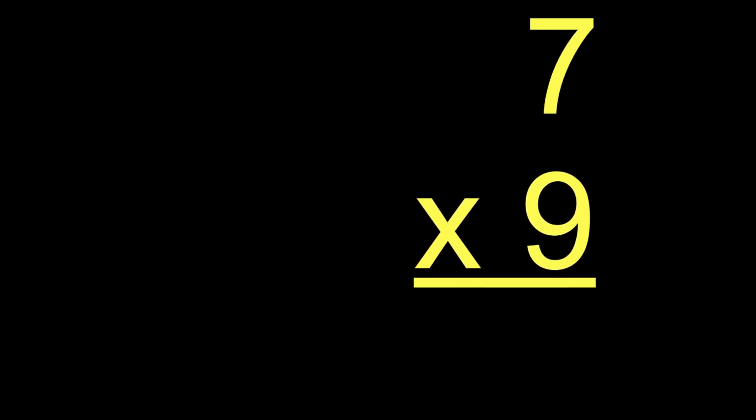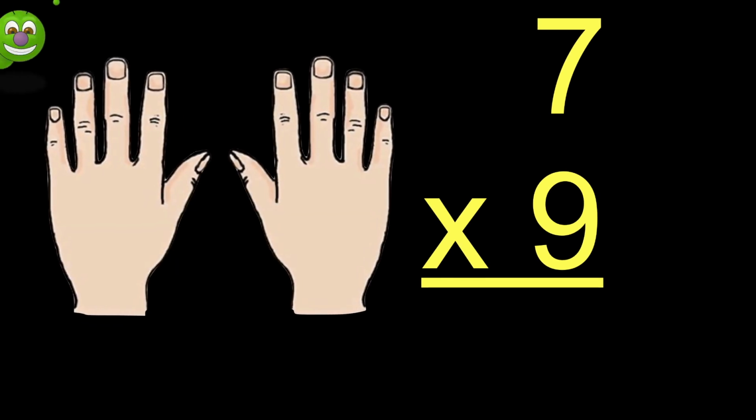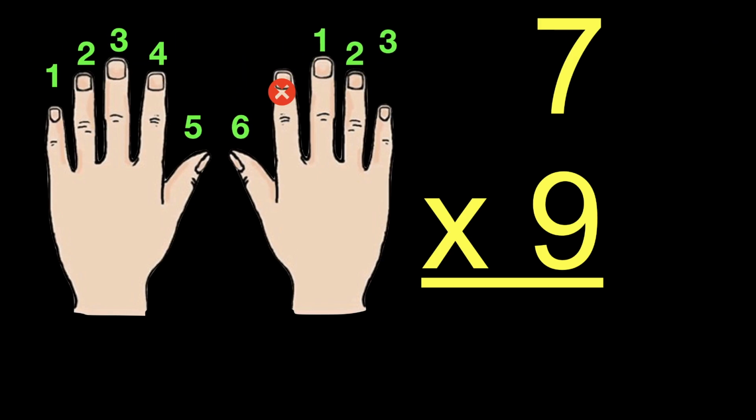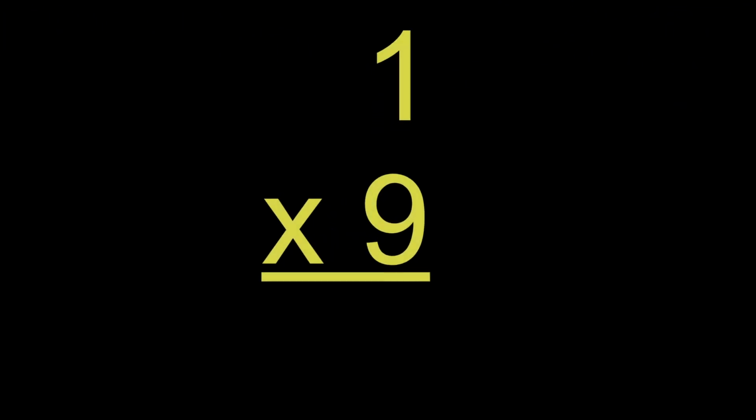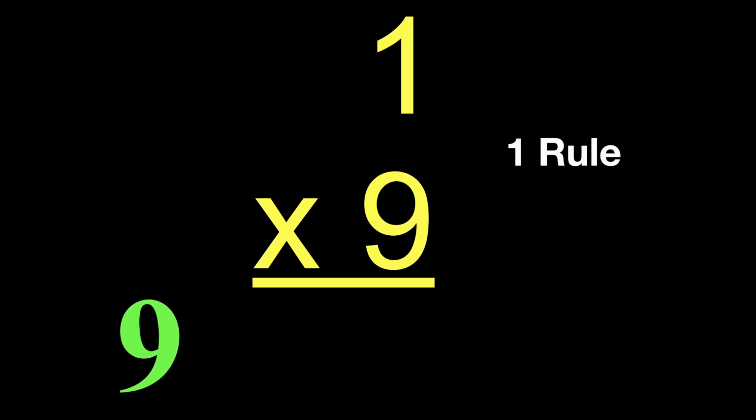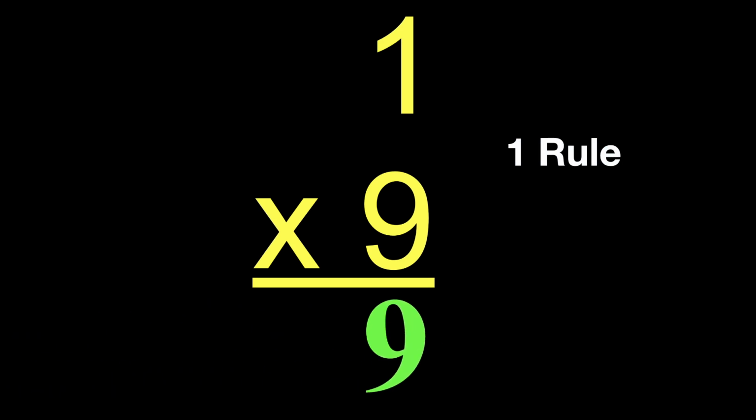7 times 9, palms down. From the left, your 7th finger. Okay, so bend your 7th finger. And we're counting 6 on the left and 3 on the right. So that would be 7 times 9 is 63. Great. 1 times 9, that's just a 1 rule. Remember that any number times 1 is itself, so 1 times 9 is 9.